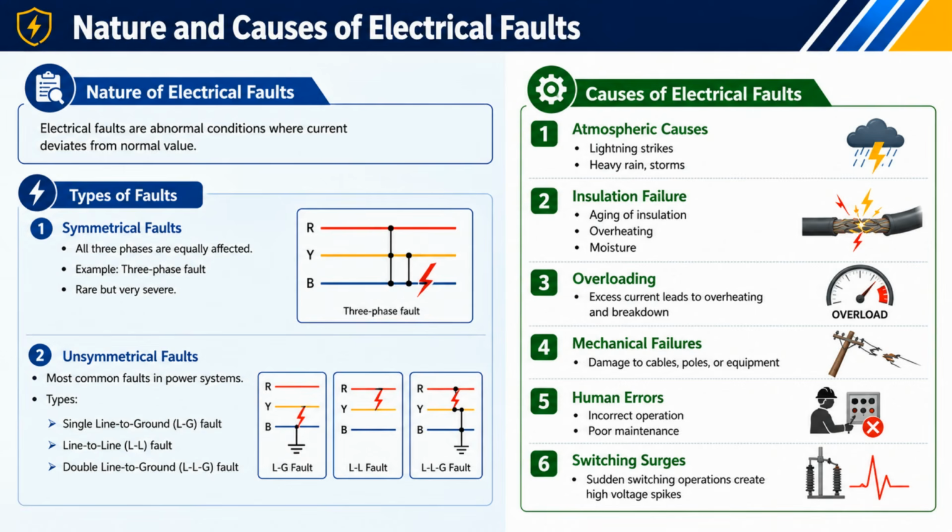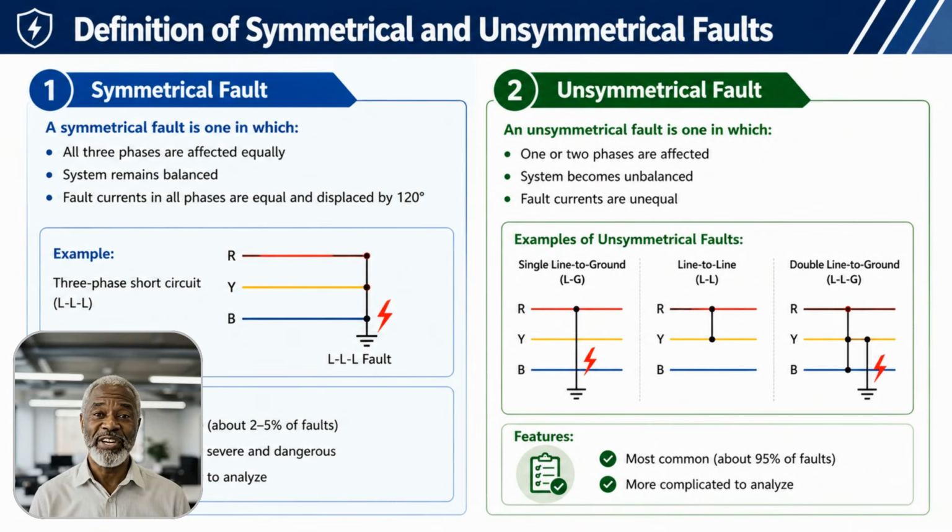2. Unsymmetrical fault. This is the most common fault in power systems. It affects only one or two phases. There are three types: single line-to-ground fault, where one phase touches the ground; line-to-line fault, where two phases touch each other; and double line-to-ground fault.